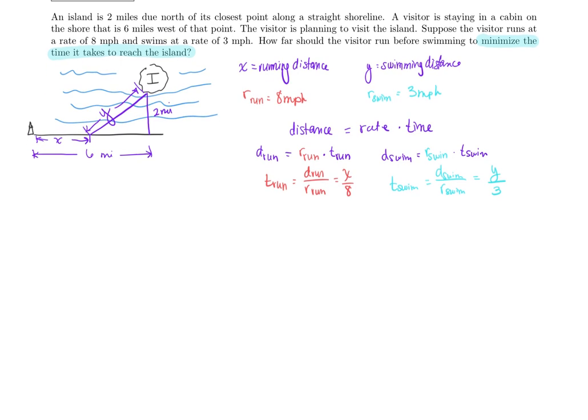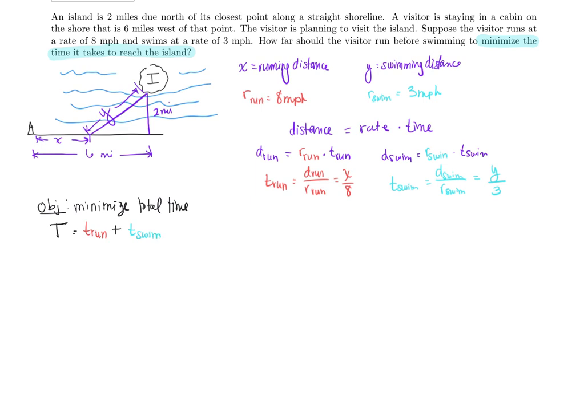So let me scroll up just a little bit here so I can write it in. So we do know our objective now. Our objective function is we want to minimize, right? Minimize the total time. So what that means is we say that our total time, I'm going to call it big T, is going to be the time it takes to run plus the time it takes to swim.